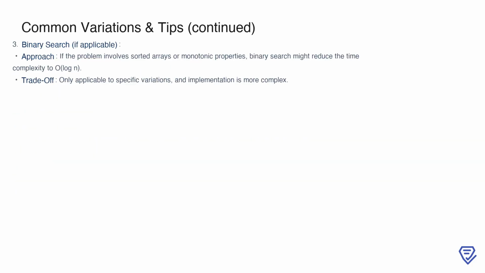For certain variations of this problem, binary search may also be an option. This applies if the array has properties like being sorted or monotonic, which allow you to reduce the solution's time complexity to O(log n). Binary search can be a highly efficient technique, but it's more complex to implement and only works under specific conditions. It's worth considering when the problem hints at ordered or structured data, as it might save significant computation time.